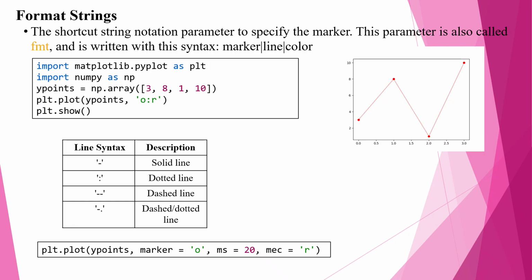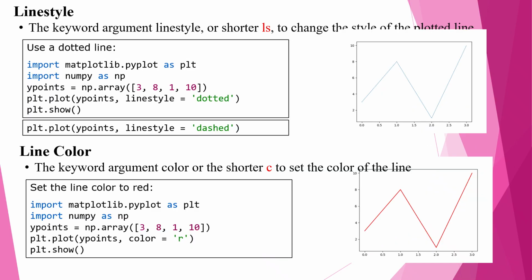Different line styles such as solid, dotted, dashed, and dash-dot can be used to distinguish between data patterns. Additionally, further customization can be applied using parameters like marker size and marker edge color to enhance the visual appeal. Overall, format strings help in quickly styling plots while maintaining clarity and flexibility.